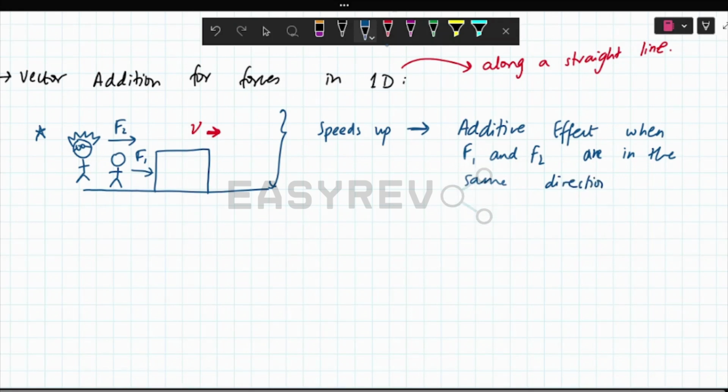Now this combined effect I can represent through the resultant force Fr, which would be simply F1 plus F2. So that's our first conclusion, that when forces are arranged in the same direction, there is an additive effect that we see physically, which we can represent as basically a sum of F1 and F2. Great. Now let's look at the next scenario.